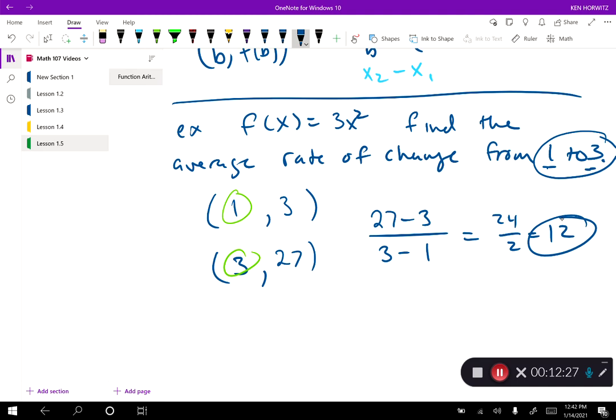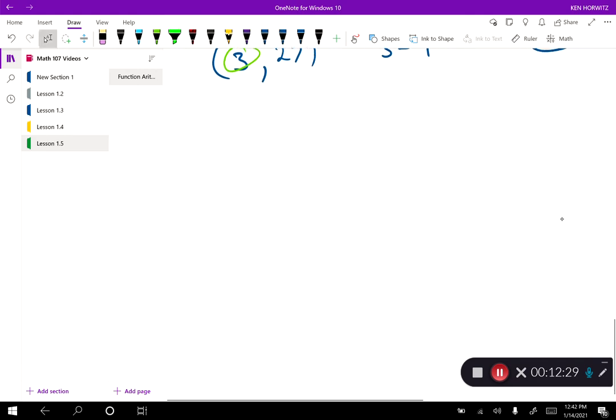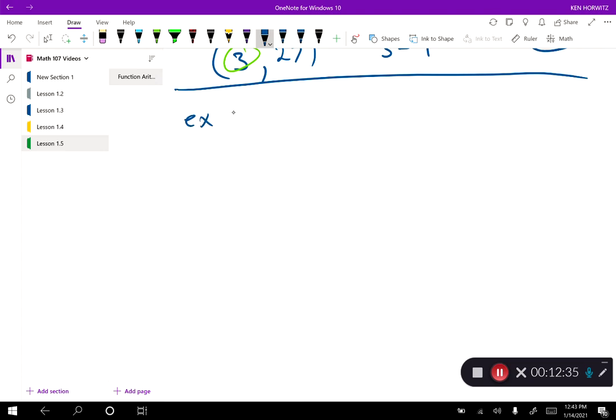All right, let's try one. We'll let you try it a little bit more on your own. We'll definitely go through the answers, so don't worry. But let's say our function is still 3x squared.